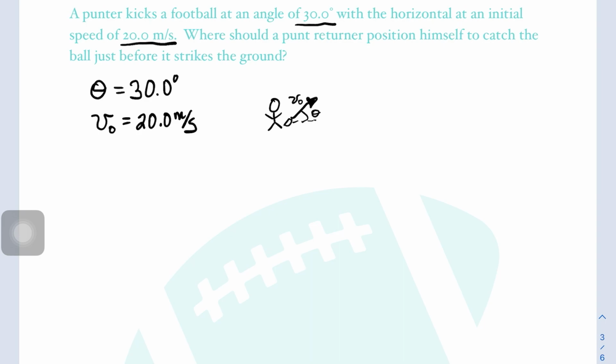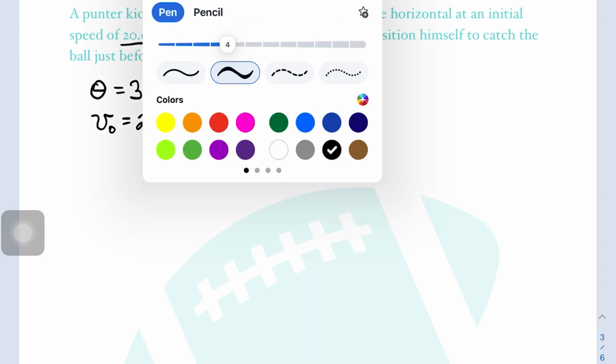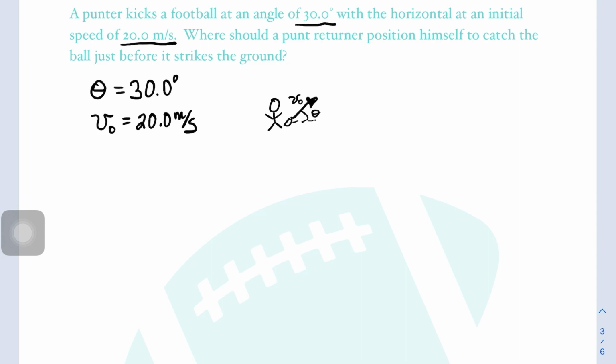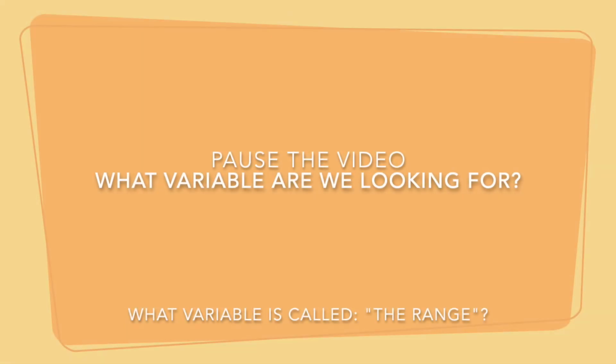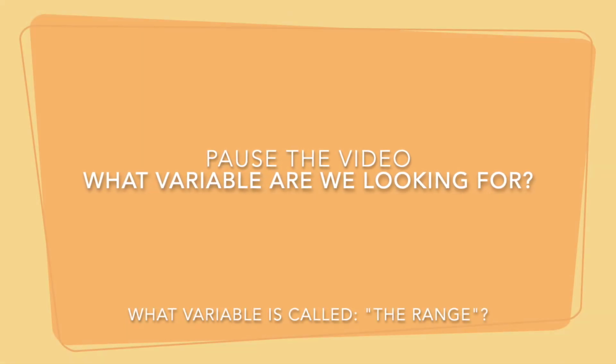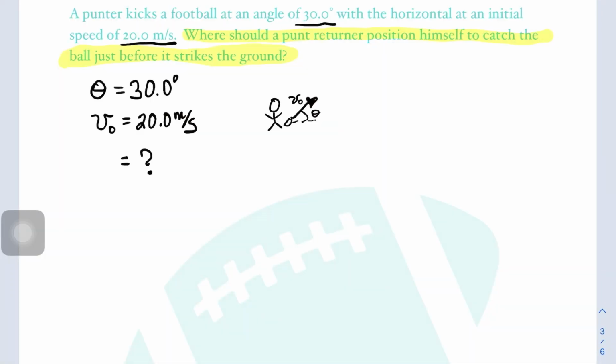And then I'm going to focus on what I am told that we're looking for. Where should the punt returner position himself to catch the ball just before it strikes the ground? That is often referred to as the range, and in terms of our equations, what is that? Hey, if you said delta x, you got it right.